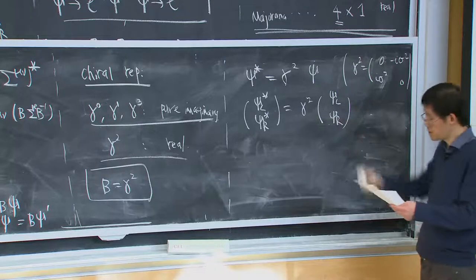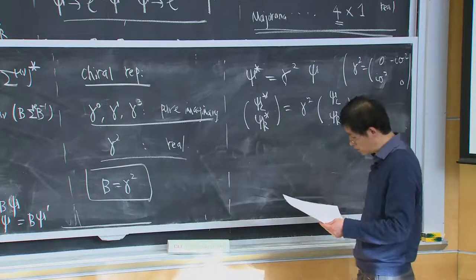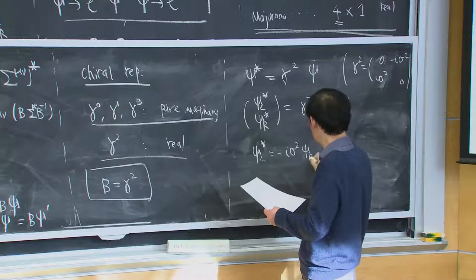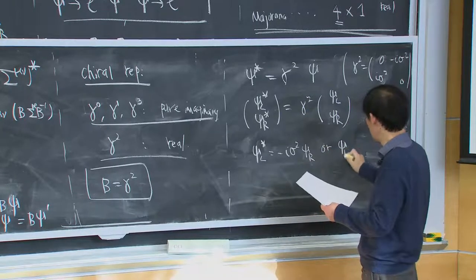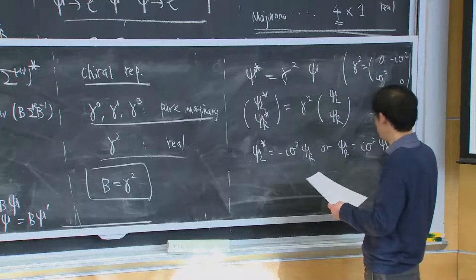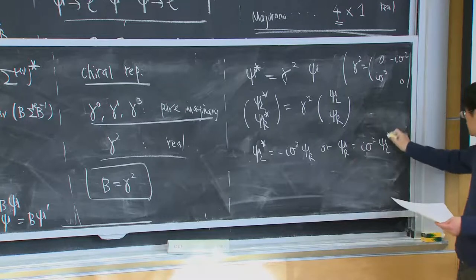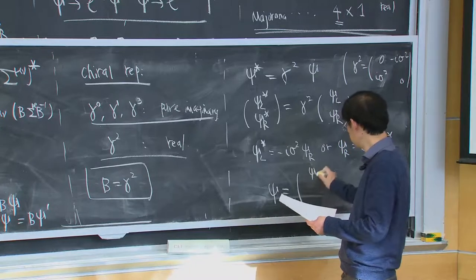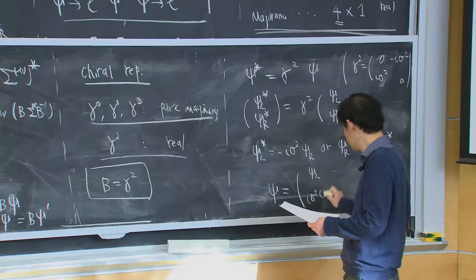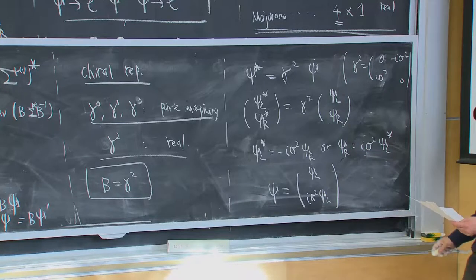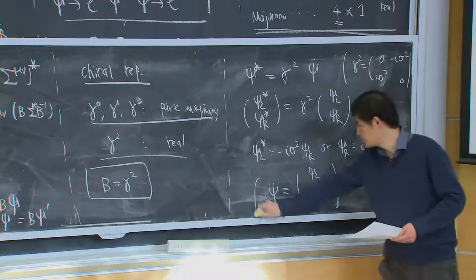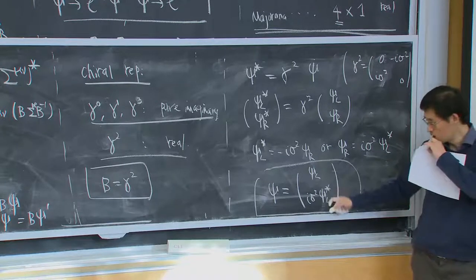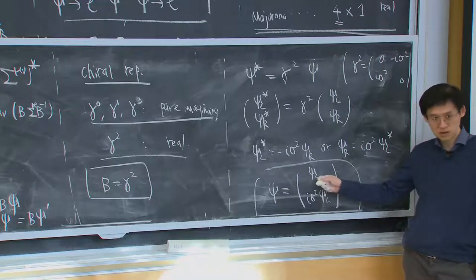Now if you look at this condition, psi L and psi R are no longer independent of each other. So psi L star should be equal to minus i sigma 2 psi R, or equivalently psi R equals i sigma 2 psi L star. So in this case, psi then has the following form: psi L, i sigma 2 psi L star. So psi R can be expressed in terms of psi L. This is the Majorana spinor in the chiral basis. You see there are only four independent real components, because each psi L has two complex components.